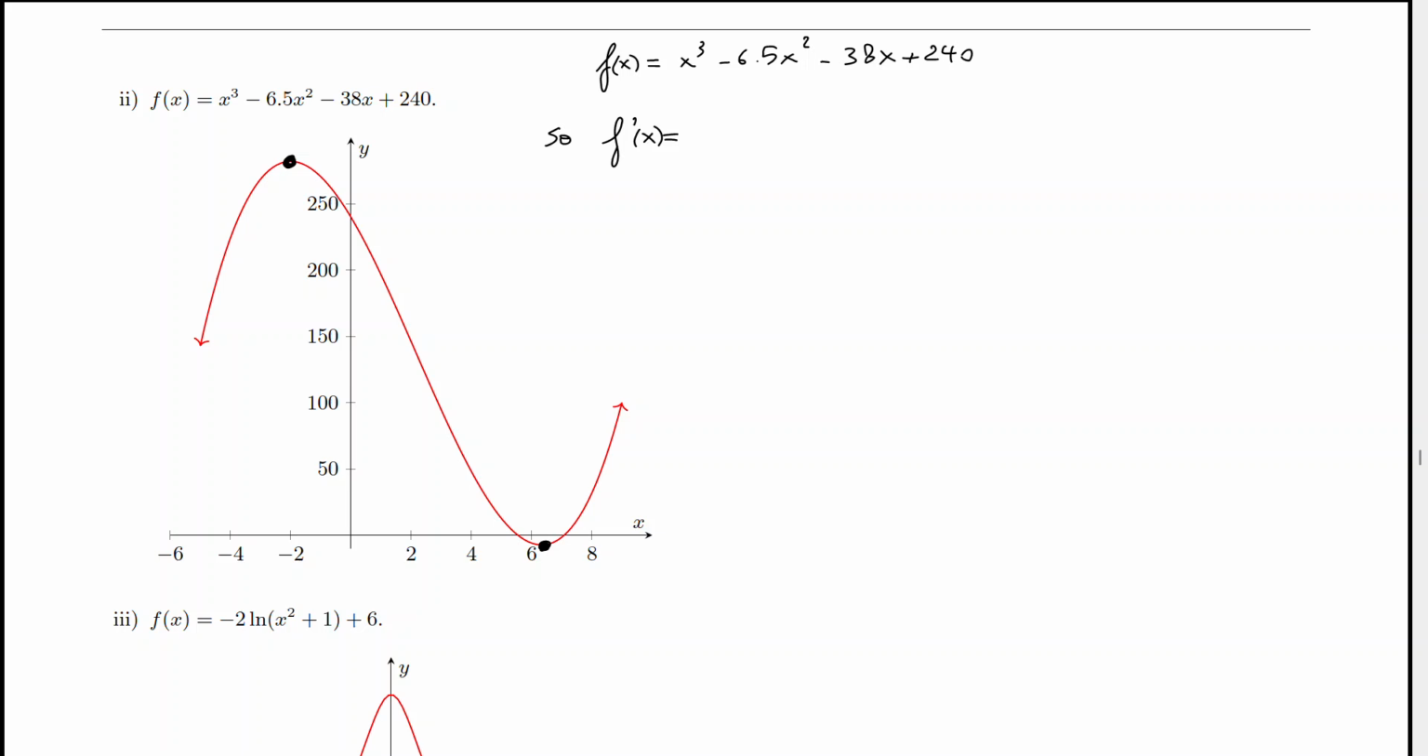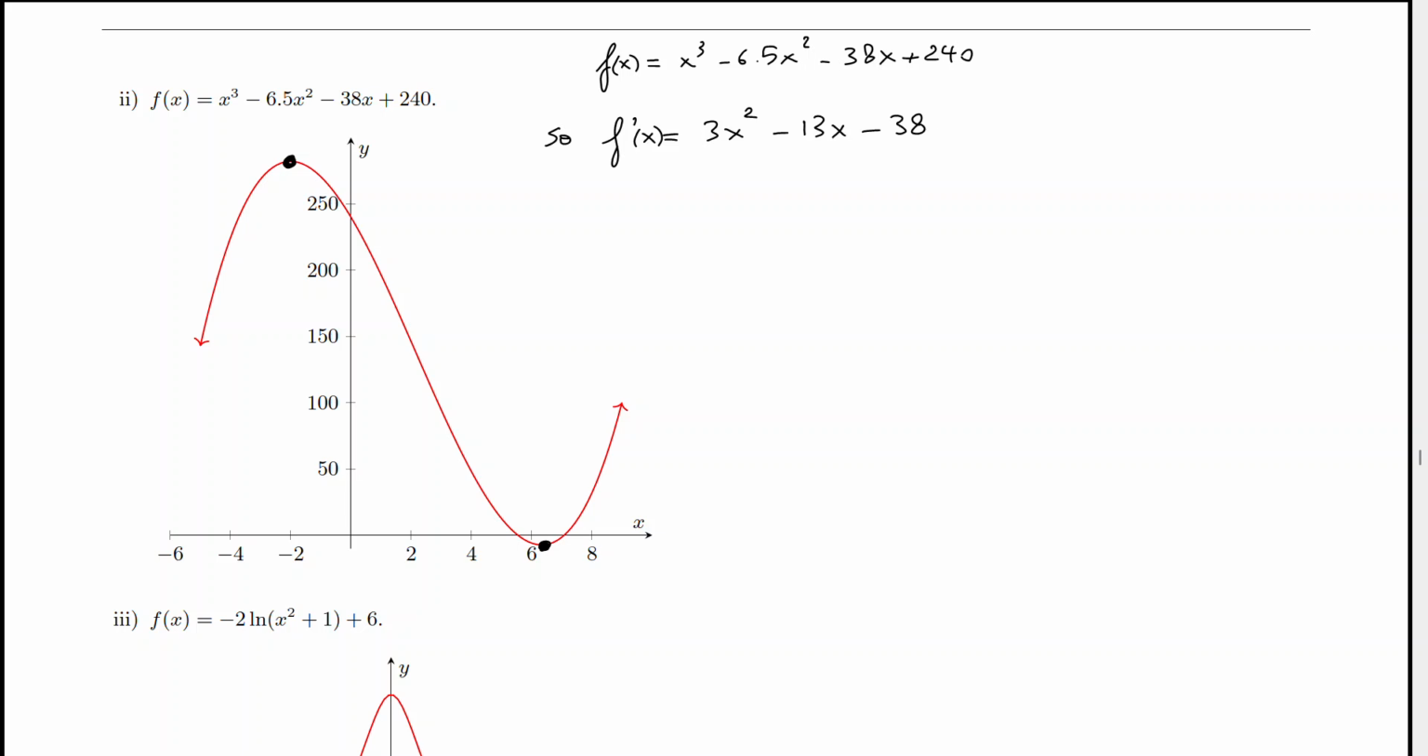So in this question, the derivative of the function f of x will be 3x squared, and 6.5 times 2 will be 13 with an x, and then finally the 38. So this is my derivative, f prime of x, and I need to know two things. I need to know what makes it equal to 0 and what makes it undefined.